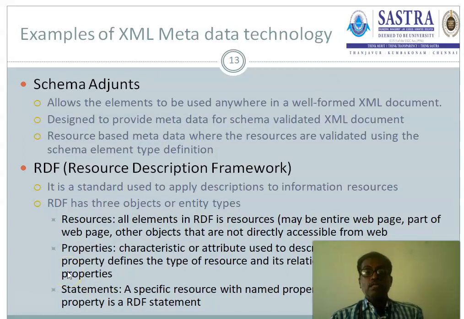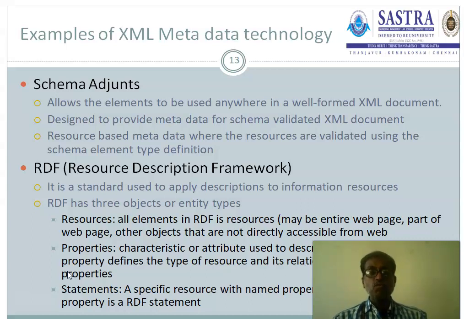And then the other metadata language, schema adjuvants. It allows the elements to be used anywhere in the well-formed XML document. See, schema adjuvants provides a lot of tags. By using those tags, we can organize our data, we can organize our metadata in a well-formed manner. Well-formed manner means the syntax is already defined for each and every place. The syntax is strictly to be followed, that is checked also, and so on.